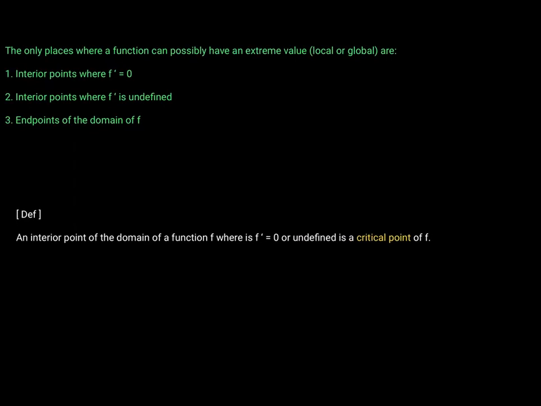Now, once again, I think it's worth stressing that we don't misunderstand what we're saying here. Just because you're a critical point doesn't mean there's a local extreme value there, okay? What we are saying is that if there's an extreme value, then that point is a critical point for sure. But just because you're a critical point doesn't mean there's an extreme value there. The critical points are possible locations for extreme values. Said another way, critical points are good candidates for extreme values.